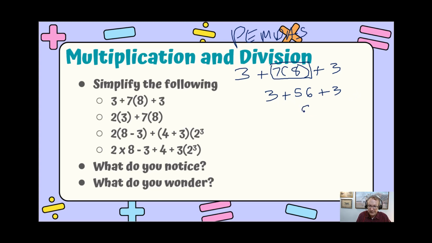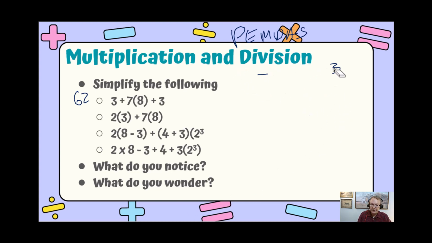3 plus 56 is 59. 59 plus 3 is 62. So the first answer here is 62. Is that what you got? Now's a good time to double check your work. I'm going to double check mine because I think it's important. 7 times 8 is 56, so I'm going to write down 56. 3 plus 3 is 6. So still 62. Got it both times. Let's move on to the next one.